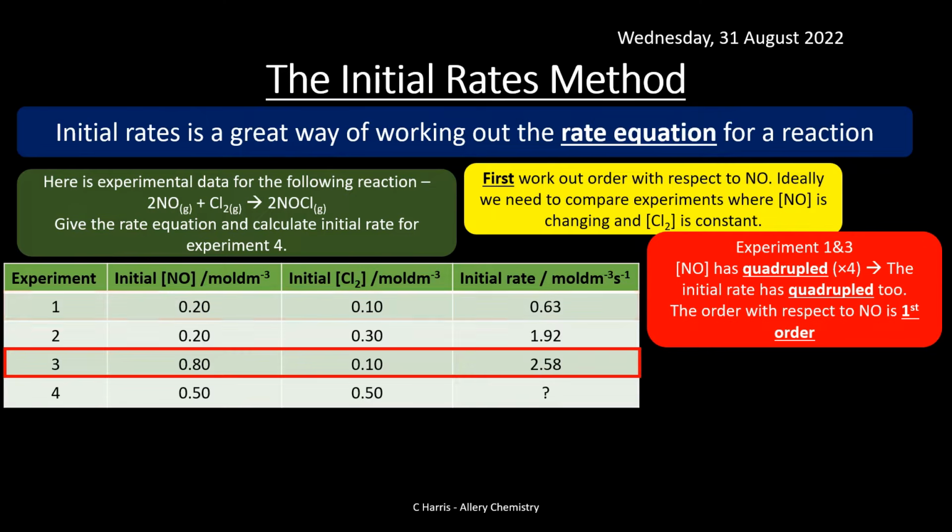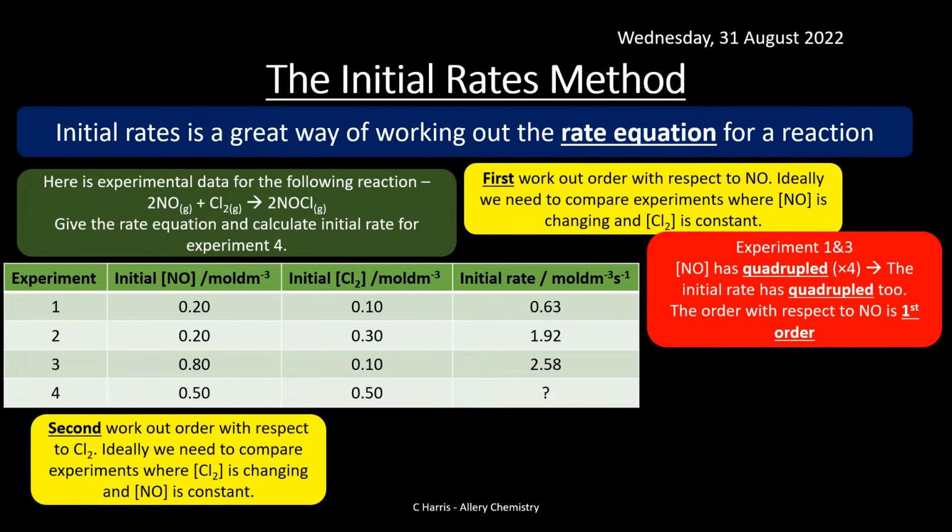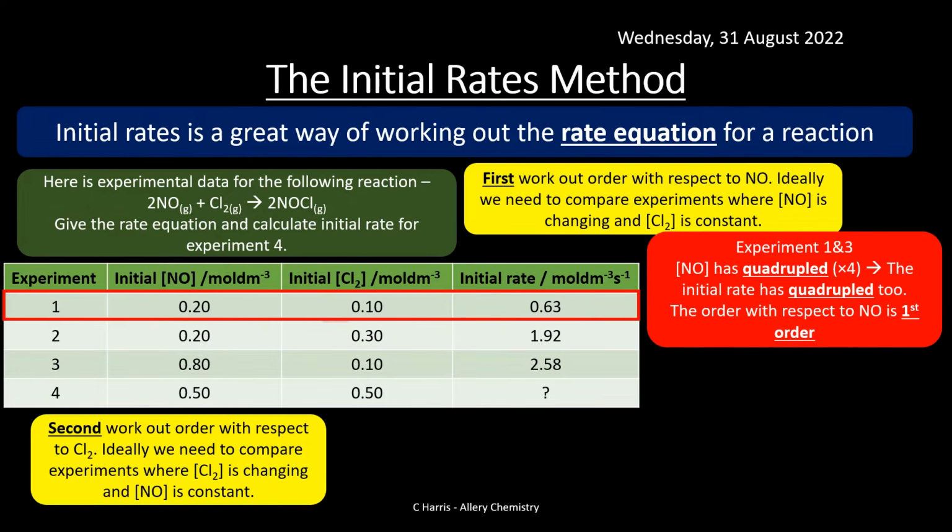Tick. Right, so secondly, we need to work out the order with respect to Cl2 as well. Again, we need to compare the experiments where chlorine is changing, but NO remains constant. So we've got 1 and 2. NO is remaining the same, so that's 0.2, but the amount of chlorine is increasing.